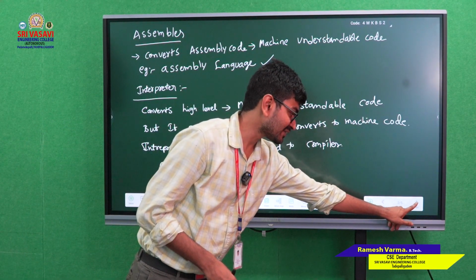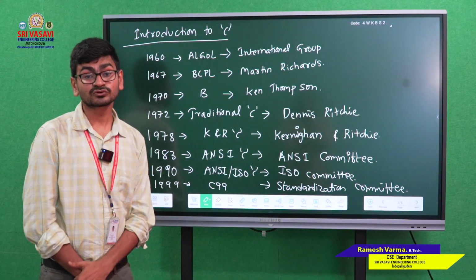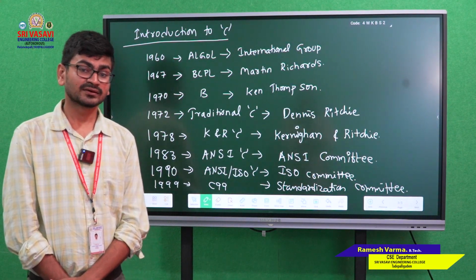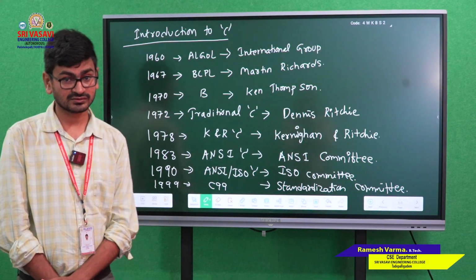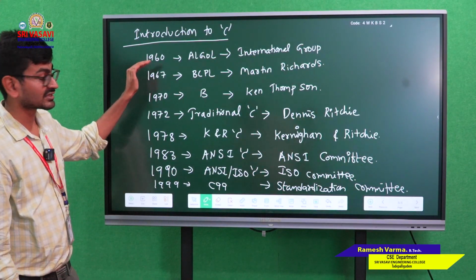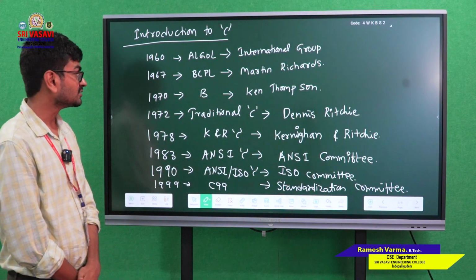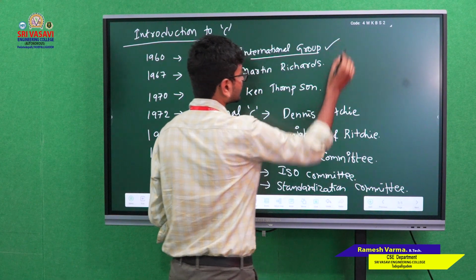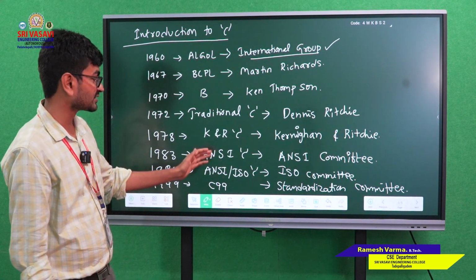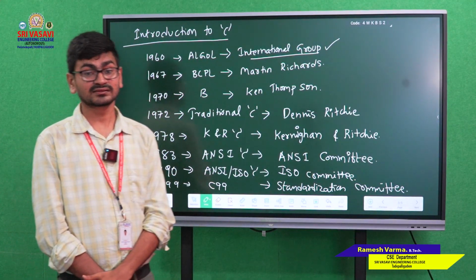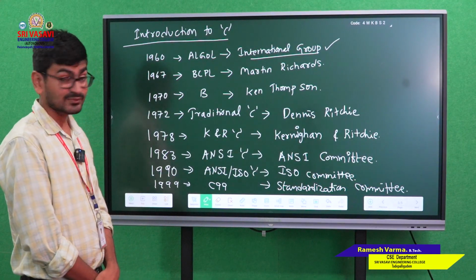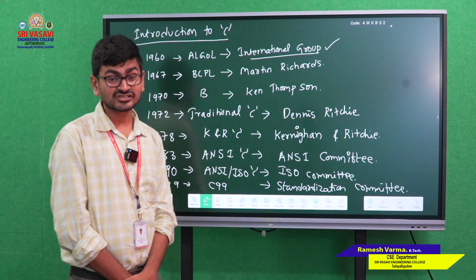Now with that being said, let's go to the next topic called Introduction to C. C language was invented by Dennis Ritchie. He is considered the father of C language. Now let's see the history of C language. In the 1960s, there was a programming language called Algol, and Algol was introduced by an organization called International Group. These are the developers, and these are the languages, and these are the years that they introduced them.